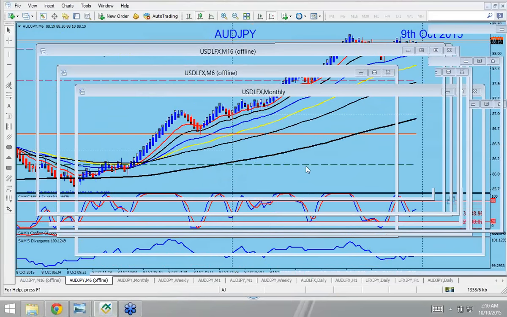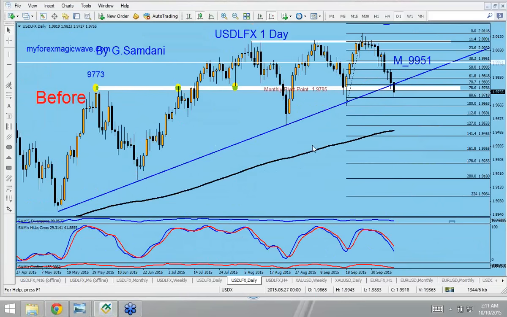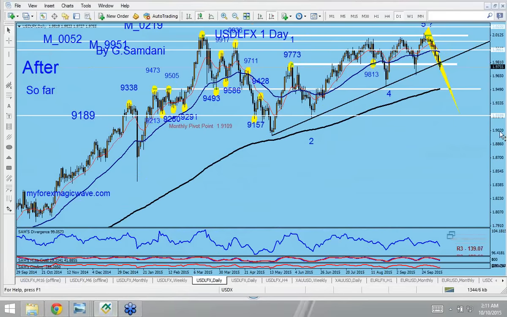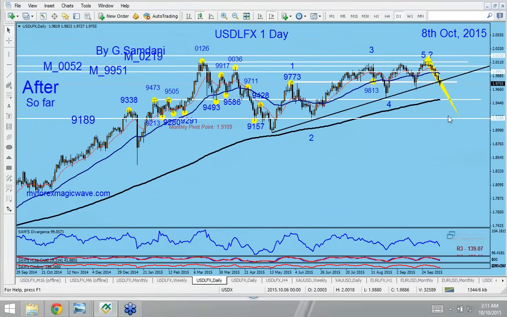Pound index is dropping, so Pound USD dropped as well. See how we poke into the... here we go. This is the current chart as of today. I need to change the date, but see this, we even poked into the TL, and my take is that this is going to come all the way down.